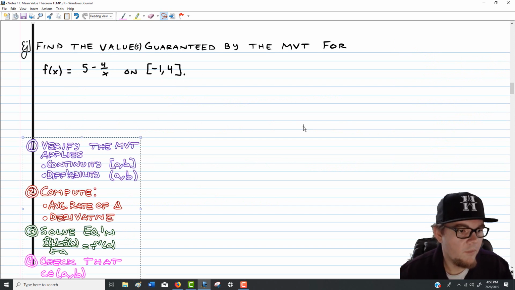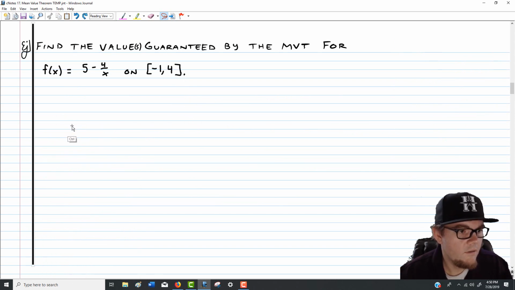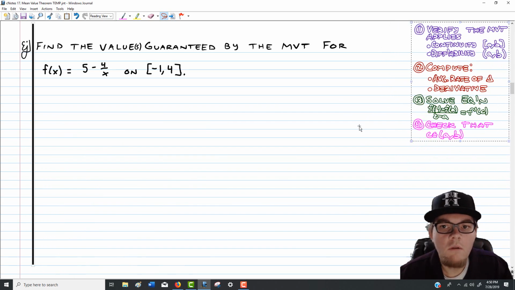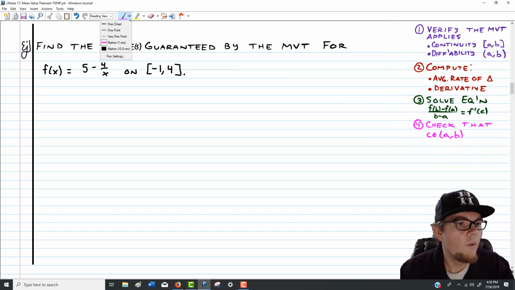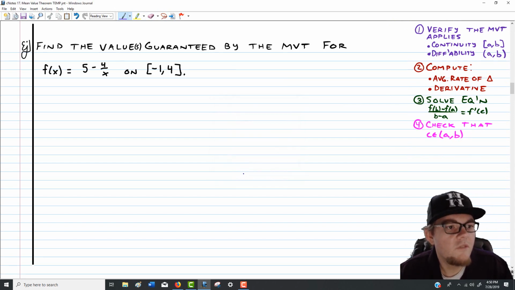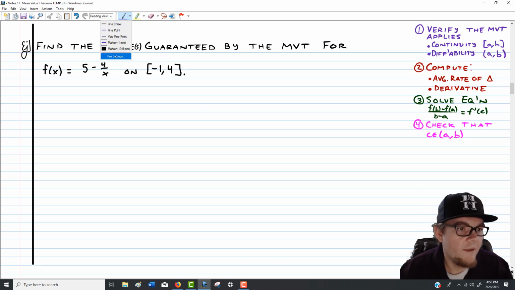Okay, our second example that we're going to hit is a rational expression. We are asked to find the value guaranteed by the mean value theorem for the function 5 minus 4 over x, on the interval from negative 1 to 4. So we're trying to find the place where the tangent line is parallel to the secant line through those 2 points. This is one of those really important problems. And here's the reason why.